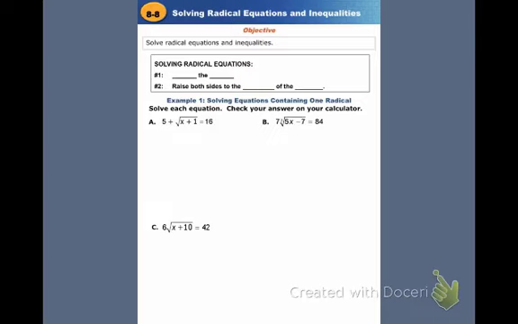As a rule, there's usually two steps in solving a radical equation, and the first step is to isolate the radical. That means to get the part of the equation that has the radical all by itself on one side of the equation. And the second step is to raise both sides to the power of the radical.